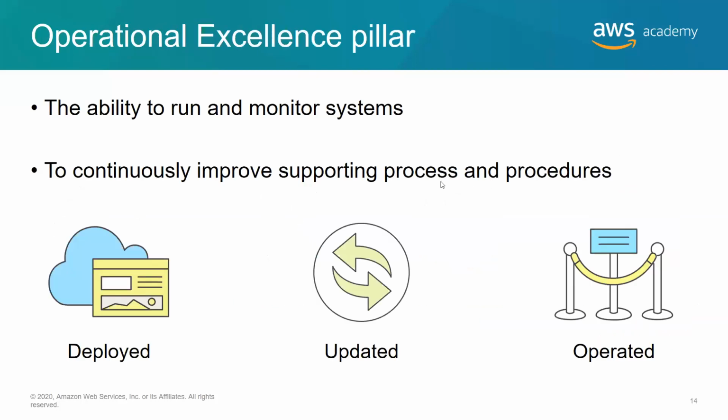So now see here, when it comes to operational excellence, it is the ability to run and monitor the system, and to continuously improve the supporting processes and procedures, right? So we're going to deploy the application, update it, and then we're going to operate it, right? That comes under operational excellence, right? Ability to run and monitor your system. You're going to run and monitor your system here.